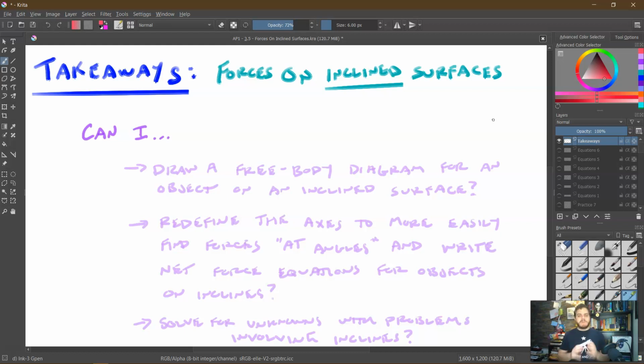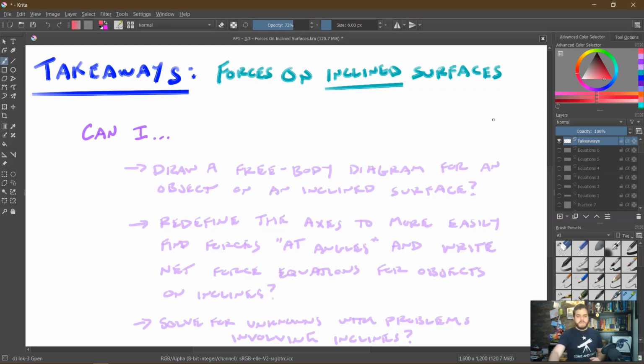And when we do that, we want to make sure we can draw free body diagrams accurately for objects on those surfaces, which means Fg is always down, Ff is always parallel to that surface, and Fn is always perpendicular to that surface. And we need to make sure they are balanced or unbalanced appropriately by looking at how exactly the different pieces fit together. We need to redefine the axes. So rather than having a horizontal and a vertical axis, I'm going to rotate them and have a parallel axis and a perpendicular axis to more easily find forces at angles and write net force equations for objects on inclines.